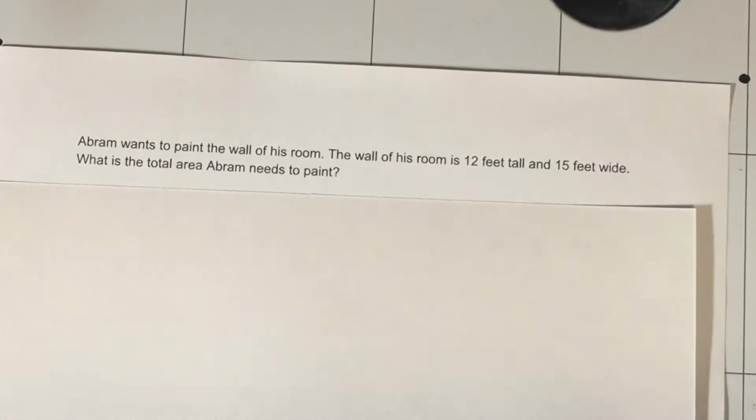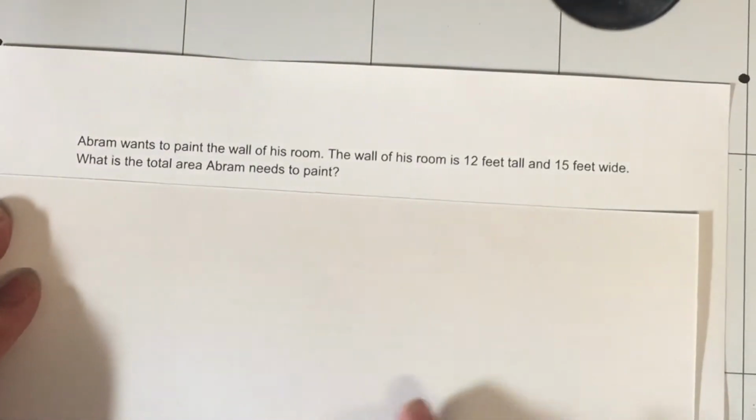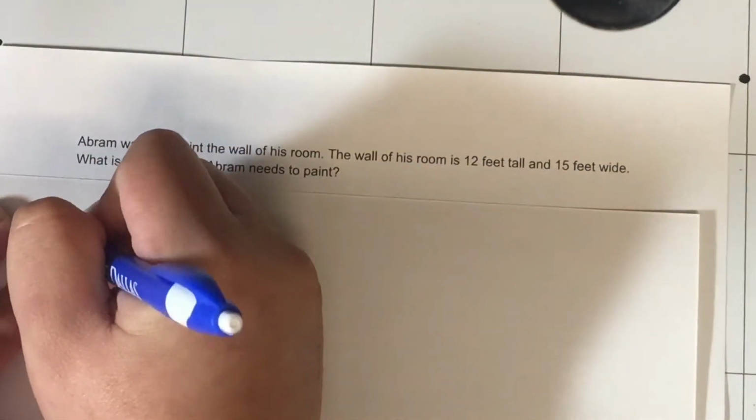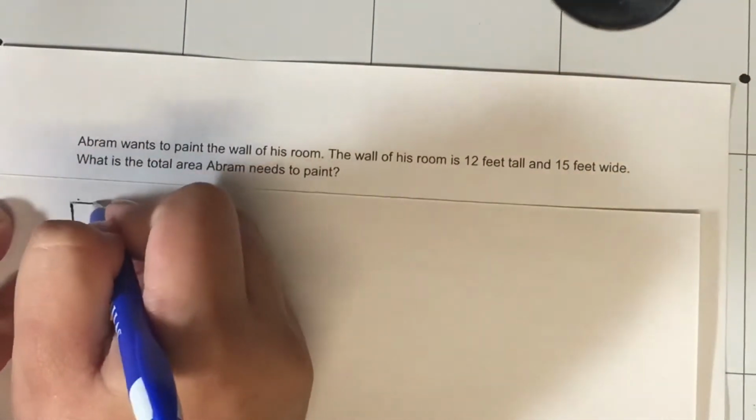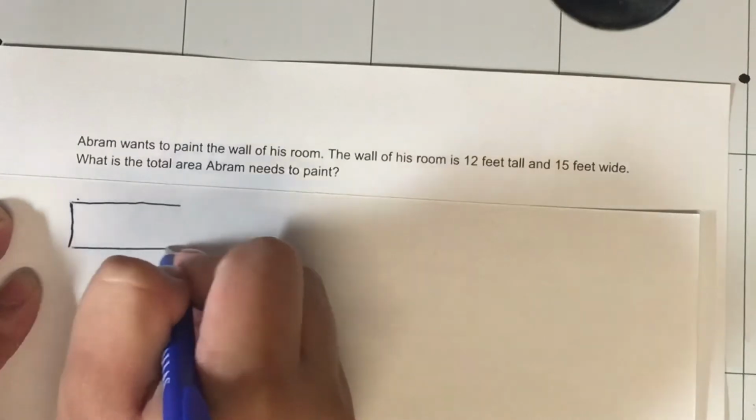Everyone wants to paint the wall of this room. The wall of this room is 12 feet tall and 15 feet wide. What is the total area everyone needs to paint? So before we start solving for the problem, let's draw a rectangle. It's always nice to see what we're solving for. So let's draw a rectangle.